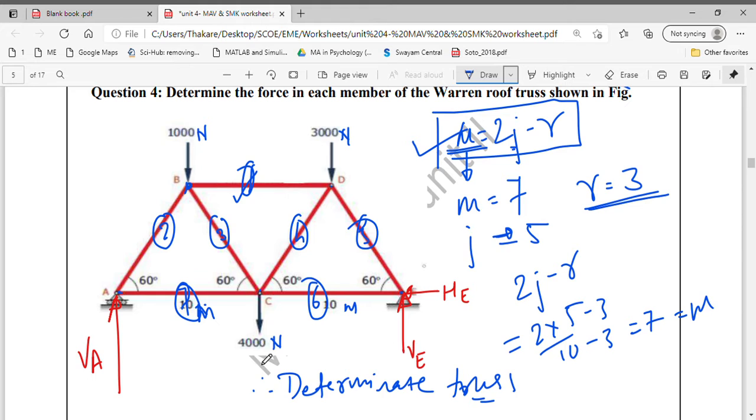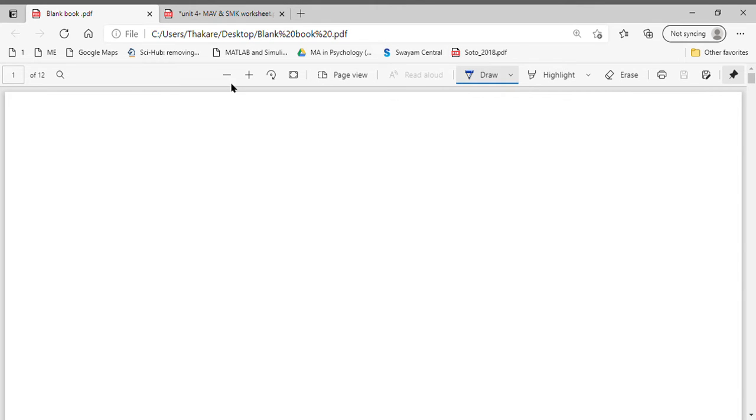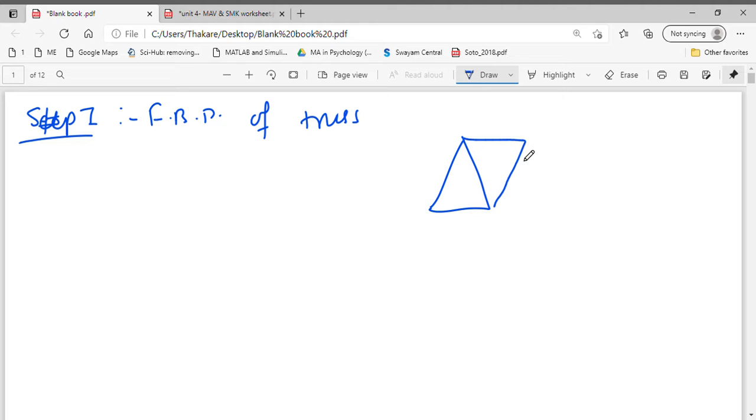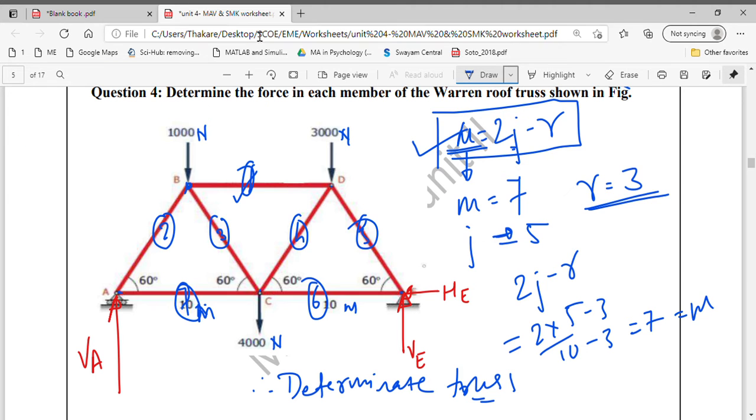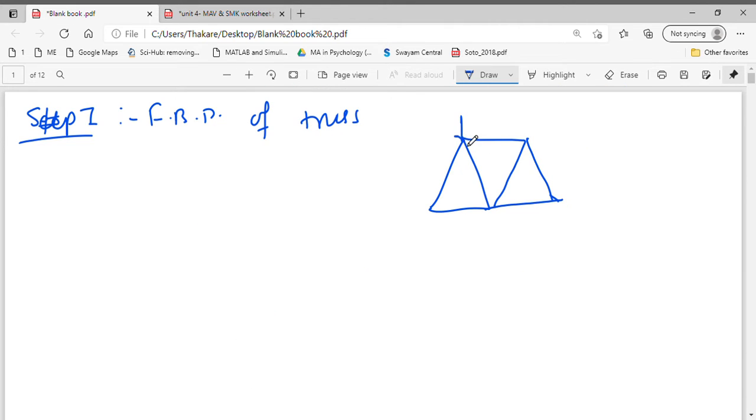The first step to solve this problem is to consider the FBD of the entire truss. So step 1, consider the free body diagram of the entire truss. We have these three equilateral triangles here. There is a 1000 Newton, a 3000 Newton and a 4000 Newton load acting on three joints. So this is 1000 Newton, here you have a 3000 Newton and here you have a 4000 Newton load acting at three joints.